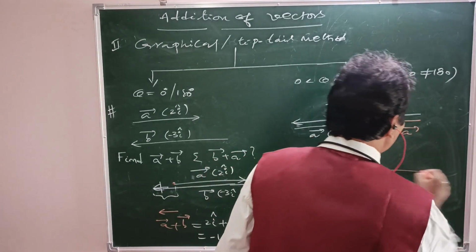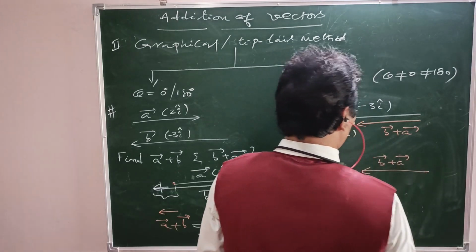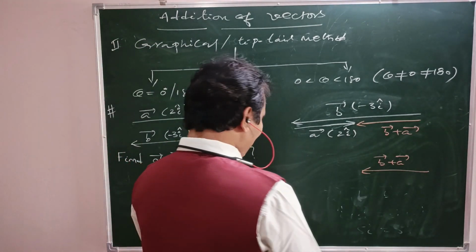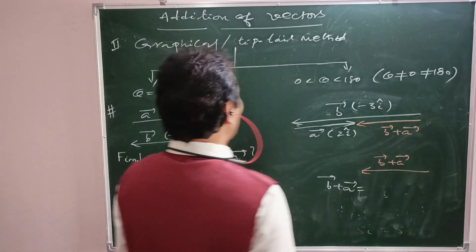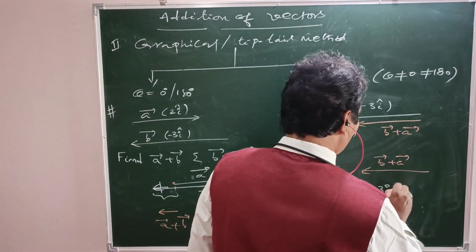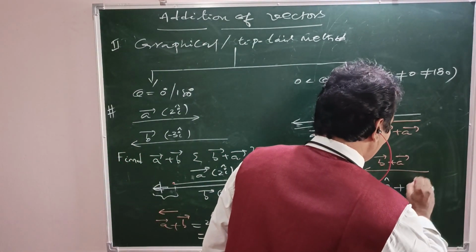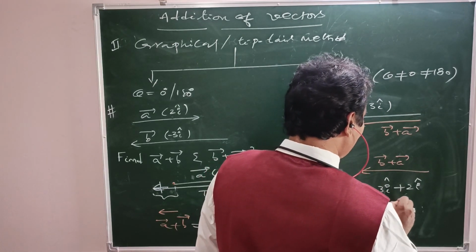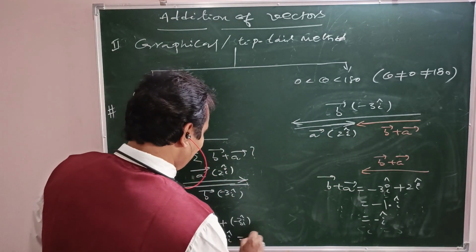I am writing somewhere here. B bar plus A bar. What is the value of the resultant vector? B bar plus A bar. What is B bar? Minus 3i cap. Minus 3i cap plus A bar, which is 2i cap. That equals minus 3 plus 2, which is minus 1 into i cap. That is minus i cap. Here also minus i cap.